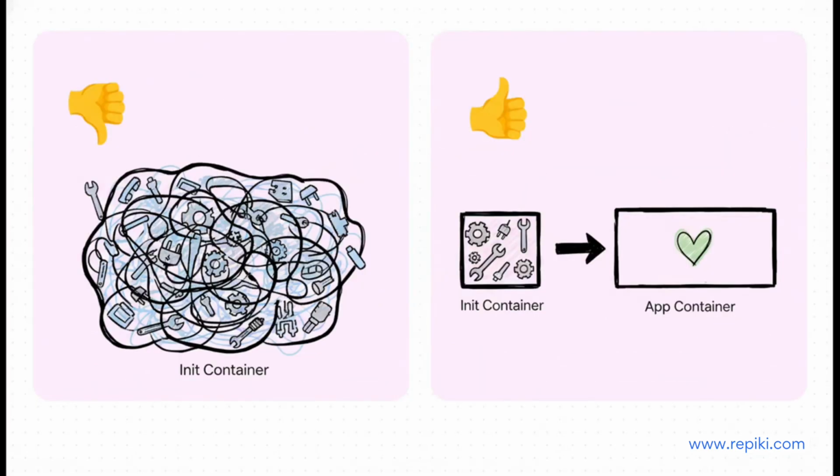This really shows you the difference in philosophy. The old way meant stuffing all this complex retry logic and networking tools right into your main application. It made your app bloated, complicated, and your logs were a mess. The Kubernetes way? You just offload all that dirty work to a tiny, simple init container that disappears when it's done. It's just so much cleaner.